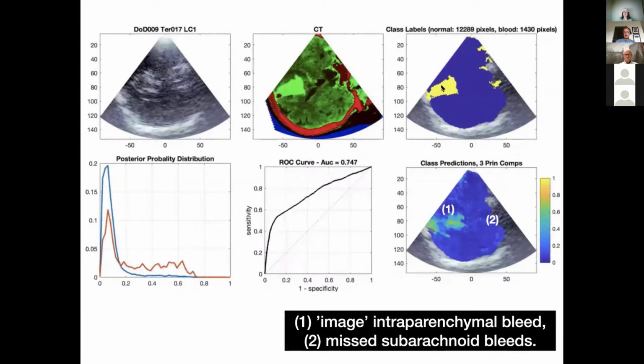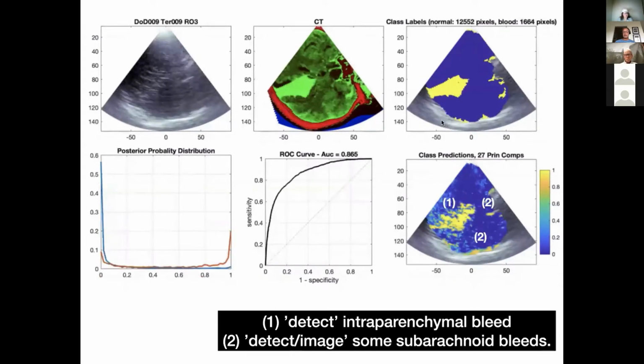Here's another one. Here's a big interparenchymal bleed with a couple subarachnoid bleeds. We do a decent job of imaging it. So that the call would be interparenchymal, triage last. We missed the subarachnoid bleeds. For this patient, it wouldn't matter. As far as the triage decision goes, they have a big intraparenchymal bleed. They go to the back of the line.